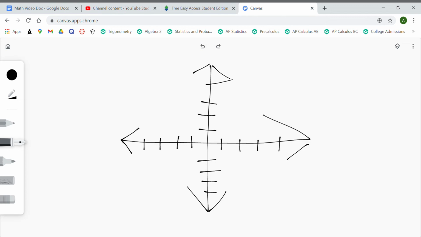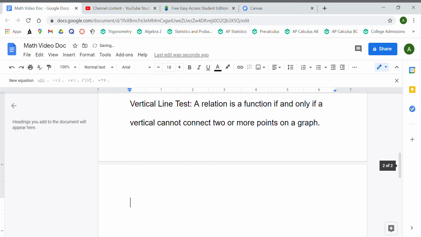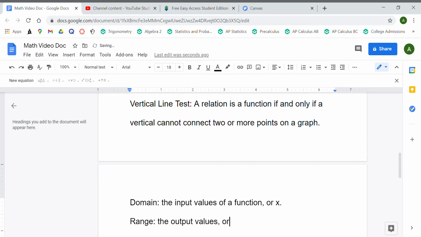Alright. So now I'm going to tell you about the two parts of a function. Domain and range. Domain is the input values of a function for x, and the range is the output values for y.